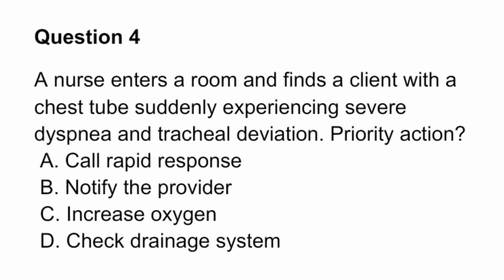Question 4. A nurse enters a room and finds a client with a chest tube suddenly experiencing severe dyspnea and tracheal deviation. Priority action? A. Call rapid response. B. Notify the provider. C. Increase oxygen. D. Check drainage system.